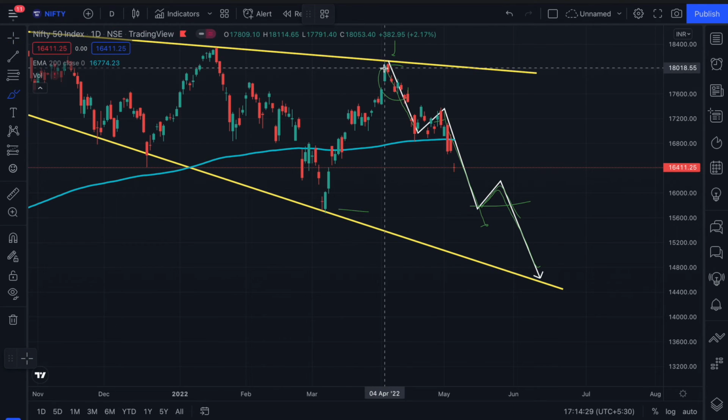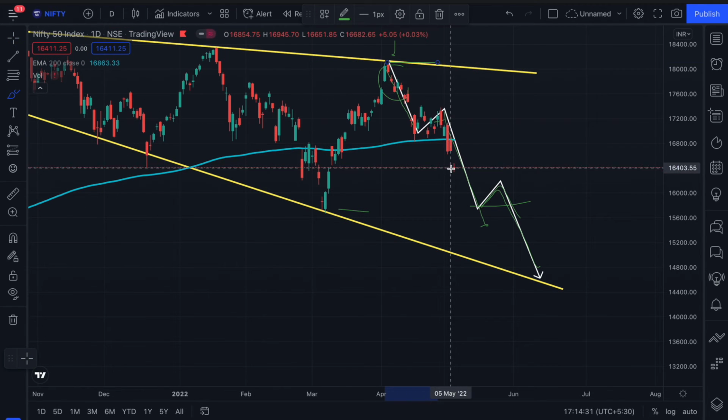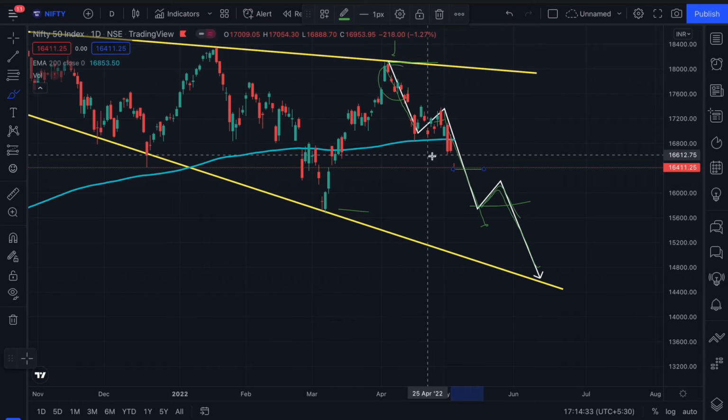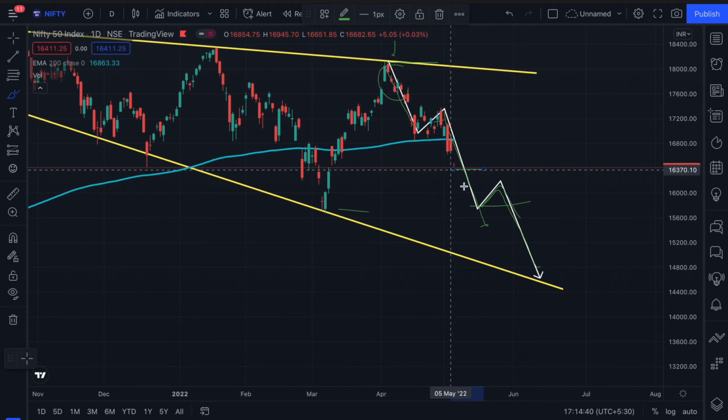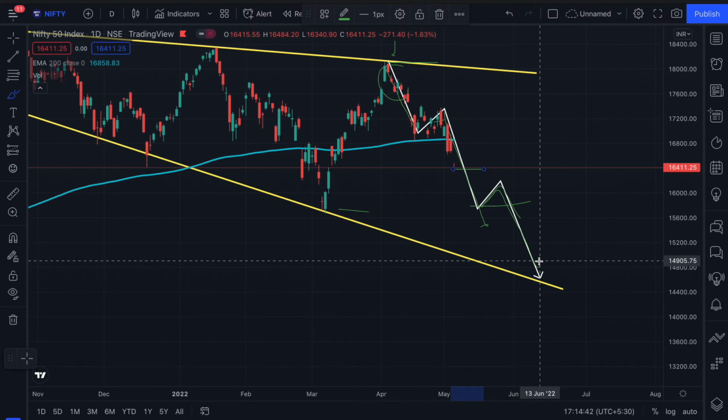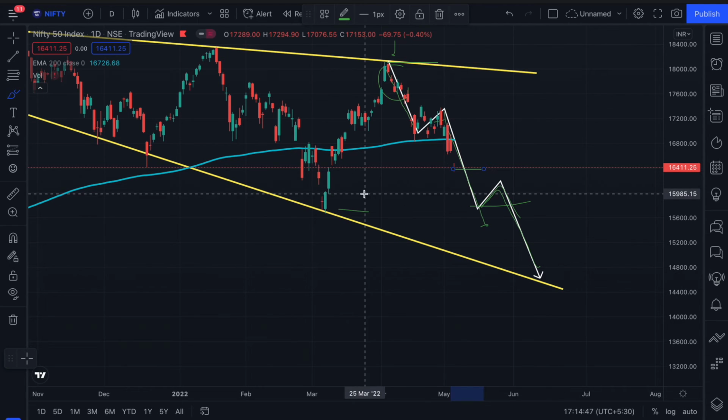But look at this, from 18,000 to 16,400, it just took about a month to correct, right? So say from 16,400 to 14,800 in one more month, that is easily possible, isn't it? So that is the whole point.